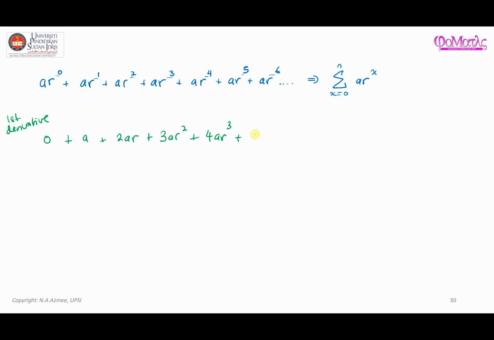I hope you can see what's going on right here. This is 5ar to the power of 4, and this one is 6ar to the power of 5, and it goes on. So what we have here is a long process where you add up all the first derivatives of the geometric series. We're going to add all the values here. And how can we write that in a precise notation that looks mathematically elegant? We know that it has to involve the sigma notation, which represents the process of summing up.